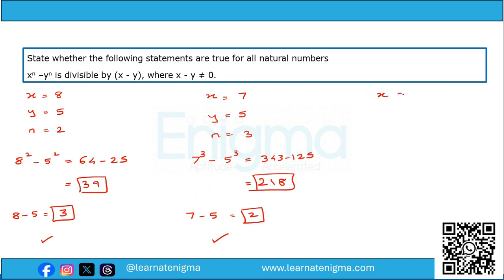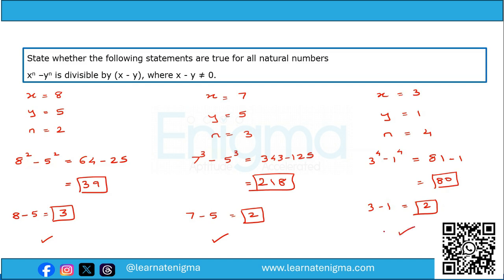Now let's take another hypothetical value. Let's put x equal to 3, y equal to 1, and n equal to 4. So it becomes 3 raised to 4 minus 1 raised to 4. Now 3 raised to 4 is 81 minus 1, that is 80. Now 80 should be divisible by 3 minus 1, that is 2. So we can see 80 is an even number, it is divisible by 2.